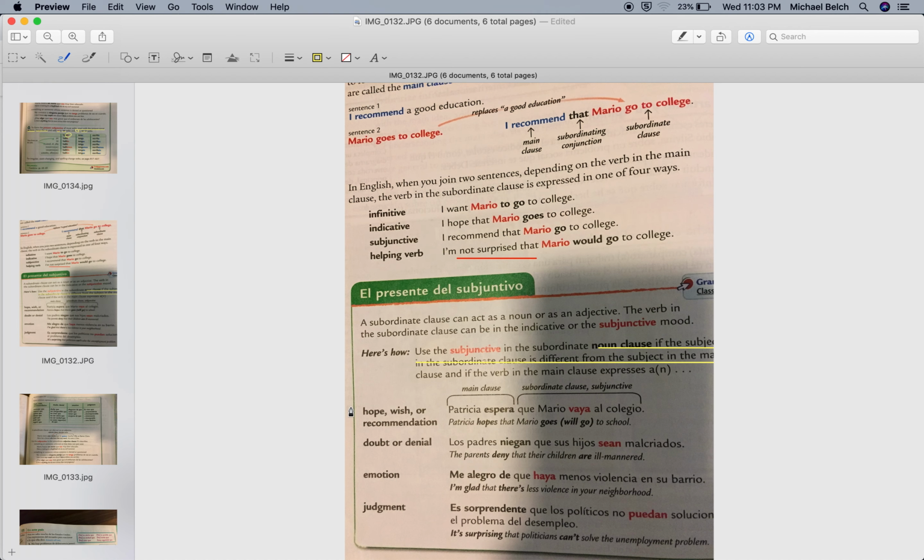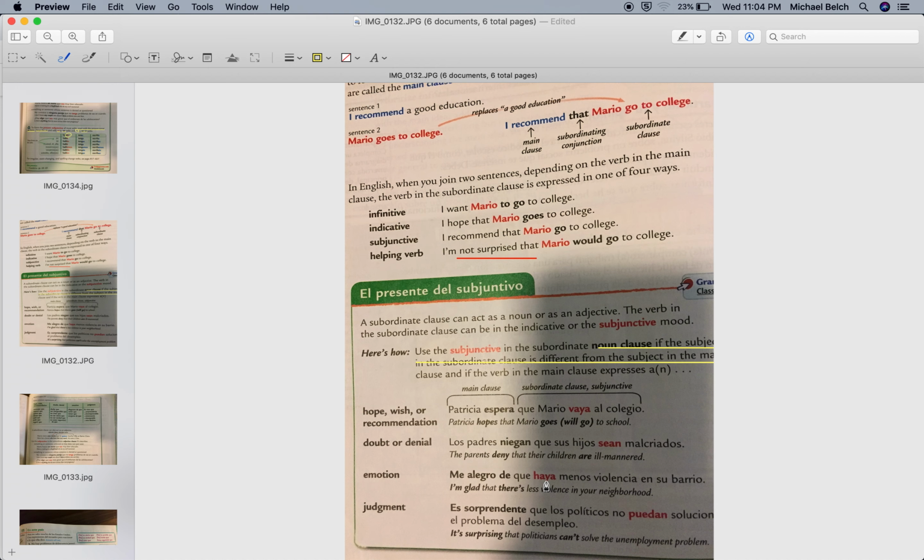So first one, if the main clause verb is expressing hope, wishes, or recommendation, or second one, if it's expressing doubt or denial, okay? Then the third scenario, emotion. And this doesn't totally fit with our idea of uncertainty, but it's a big rule that we learned, so hopefully this will be a review. If the verb in the main clause is expressing emotion about a scenario and there's a subject change, then we're going to use the subjunctive in this subordinate clause.